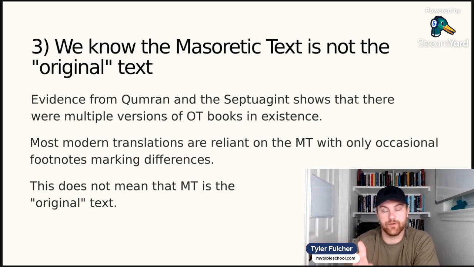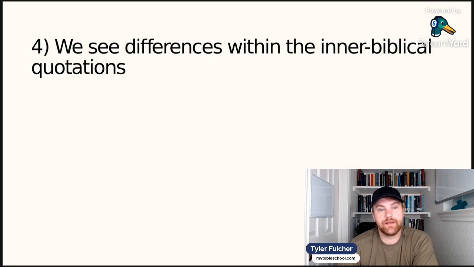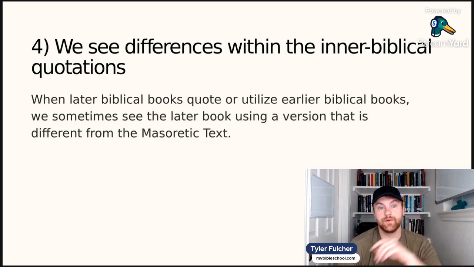There is remarkable consistency between what we find in most medieval texts and what we can reconstruct about the earliest forms of the text. There is remarkable consistency, but there is also some interesting differences that we need to be aware of. Fourth reason we need textual criticism is that we see differences within the interbiblical quotations. Okay, so sometimes the Bible quotes itself, and this is most obvious in the book of Chronicles, which is using Samuel and Kings and even a number of other books from the Old Testament.